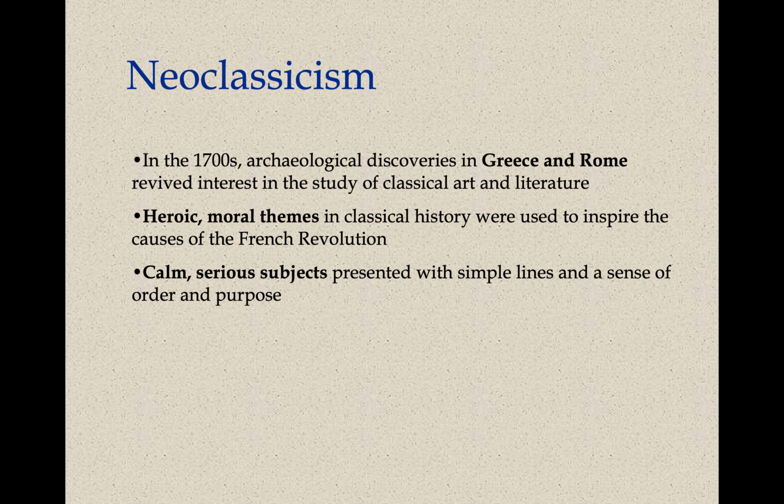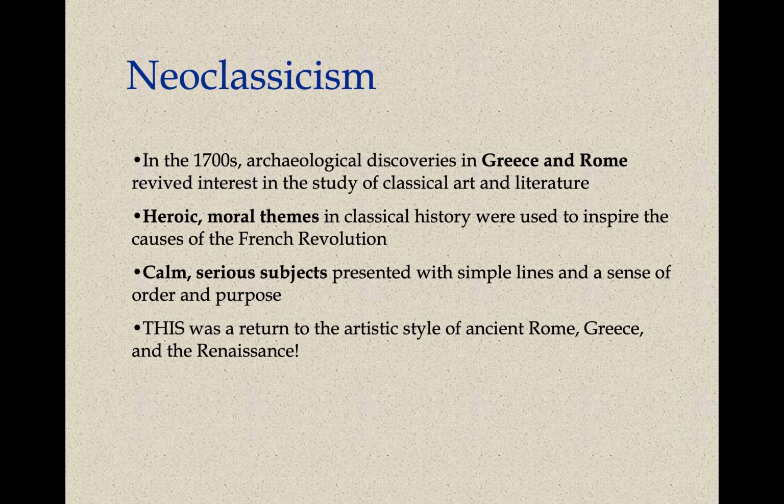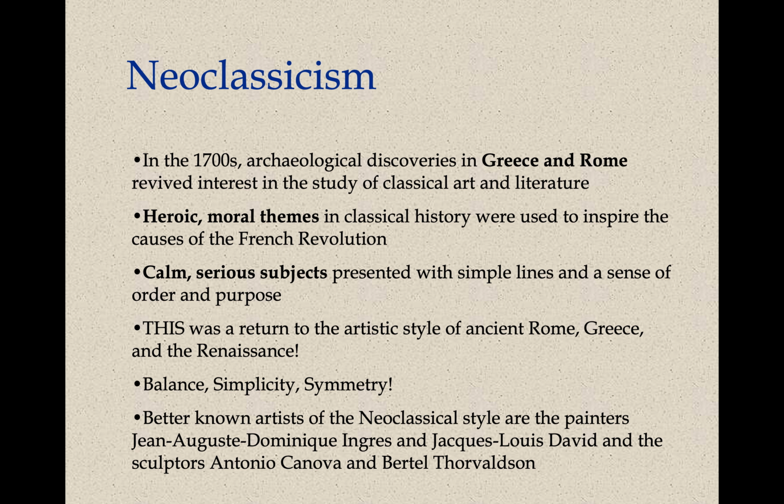And the simplicity. The balance, the harmony. We're going to see that within Neoclassicism, and we're going to see a return to the artistic style of the Renaissance, the Romans and the Greeks that we saw earlier. That balance, that simplicity, that symmetry, things that we talked about in our first lecture on the Renaissance. Some of our artists that we need to know are Ingres, Jacques Louis David, Canova, Thorvaldsen. So these are some of our important artists.